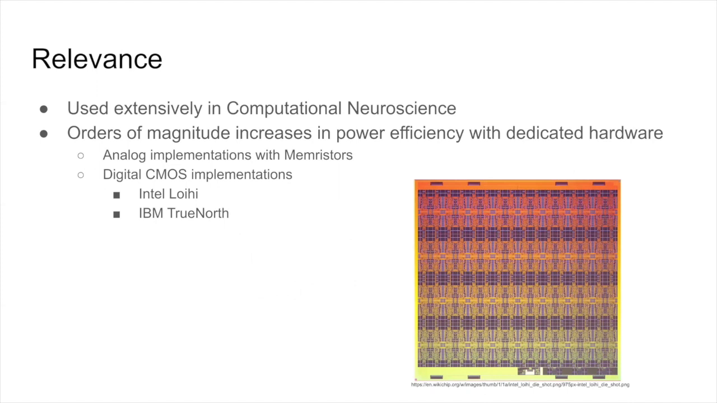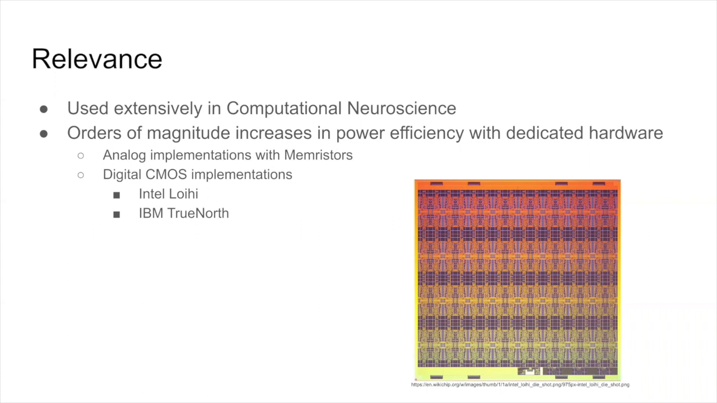SNNs are currently heavily used and often developed by computational neuroscientists to be very similar to the brain and based upon empirical neuroscience results. The similarity allows them to gain insight into the brain's function. It also enables some improvements in power efficiency of the brain relative to digital computers.